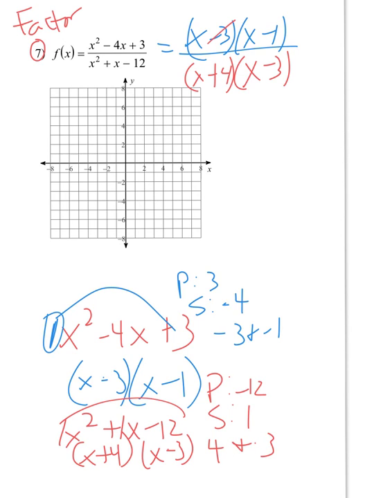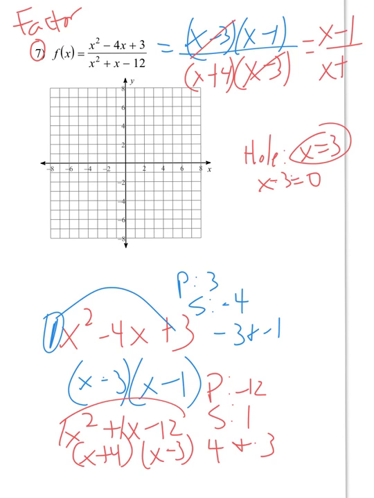Now, if you notice what happens here, the x minus 3's cancel. That causes a hole where that factor that canceled equals 0. So if I set x minus 3 equal to 0 and solve, adding 3 to both sides, the hole will occur at x equals 3. And we're going to have to figure out the actual coordinate of that when we make our table. Okay, so I'm left basically with x minus 1 over x plus 4 for my simplified function.